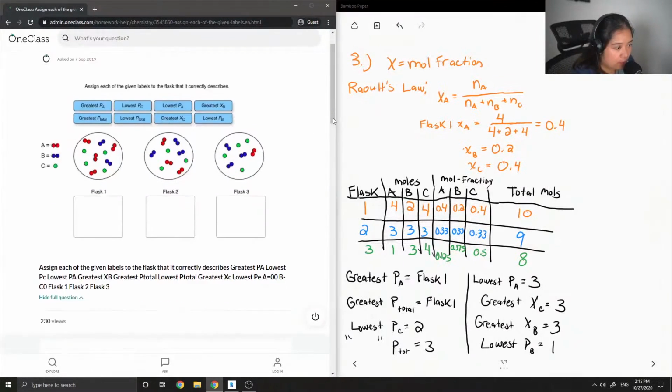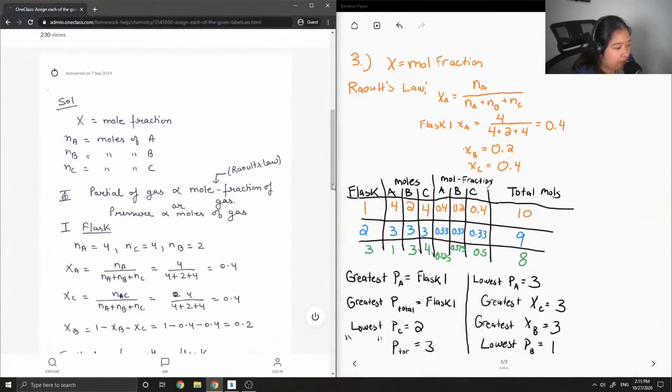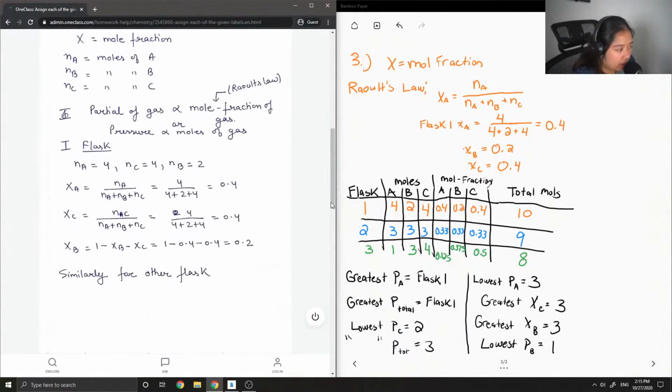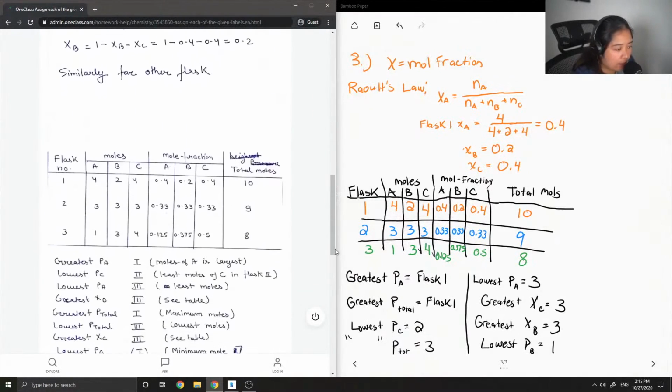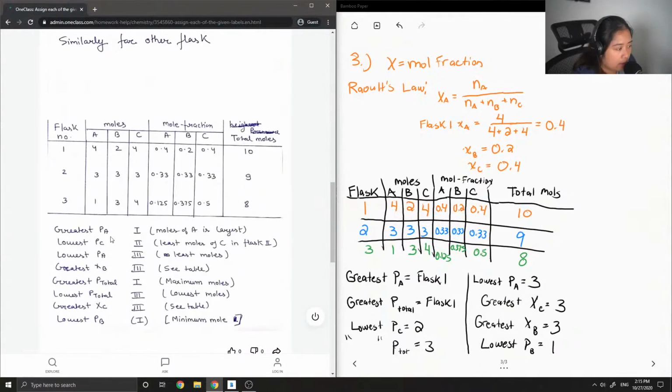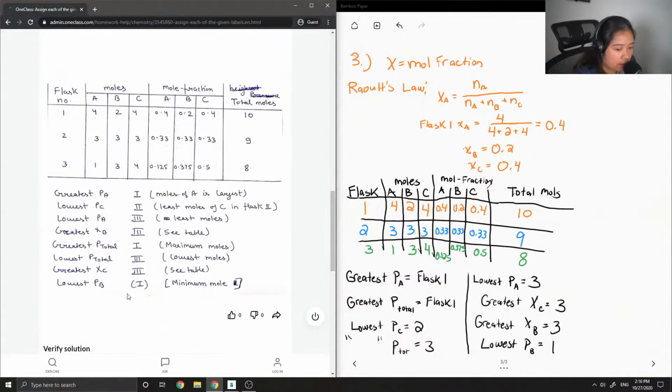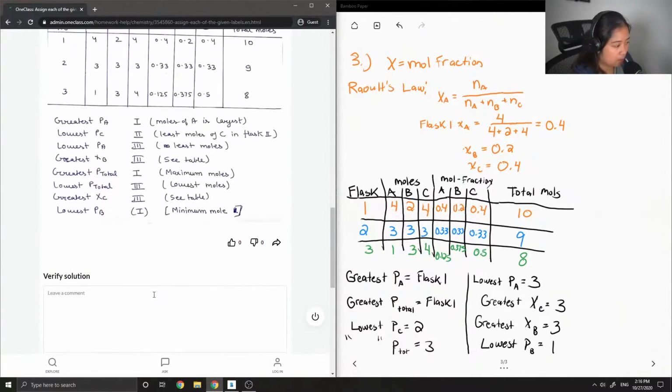So let's see the answer from our junior tutor. They calculated all of the X values and then made the handy chart. Greatest PA, flask 1. Greatest PC is 2. PA is 3. XB 3. P total, flask 1. Lowest P total, flask 3. Greatest mole fraction 3. And then lowest PB is 1. So this solution is correct.